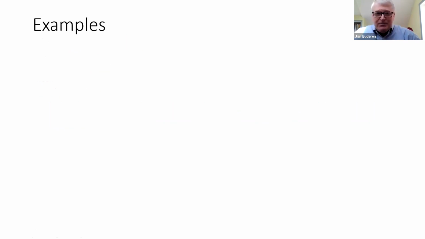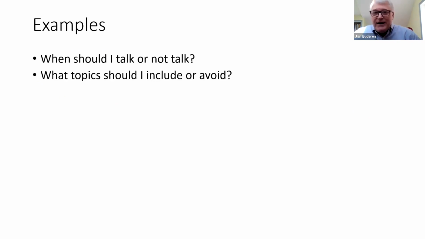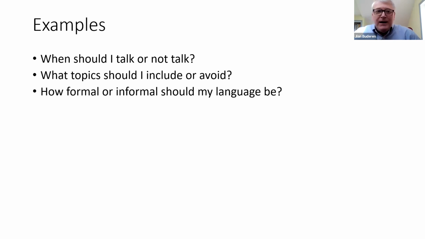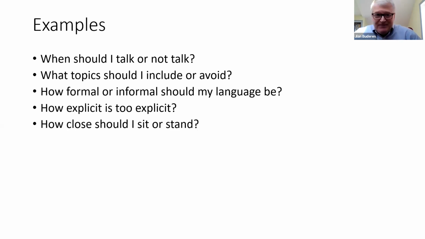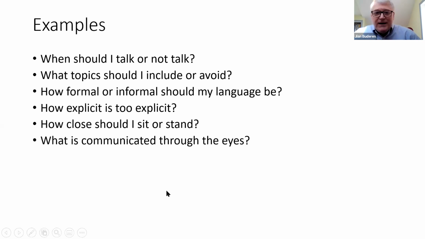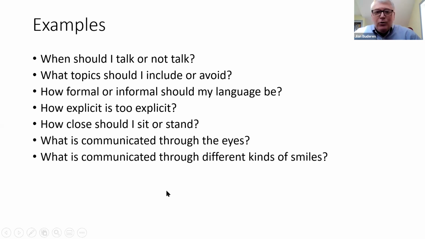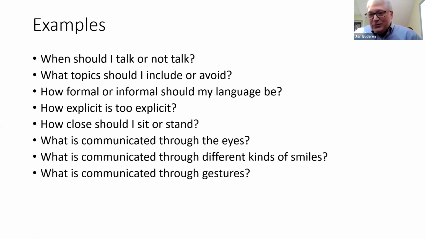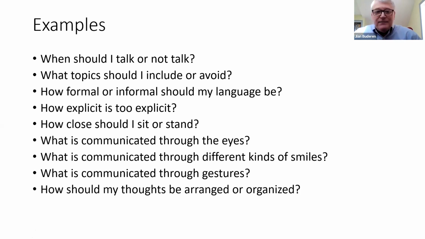Okay, just simple examples are: when should I talk or not talk? What topics should I include or avoid? How formal or informal should my language be? How explicit is too explicit? How close should I sit or stand? What is communicated through the eyes? What is communicated through different kinds of smiles? What is communicated through gestures? And how should my thoughts be arranged or organized?